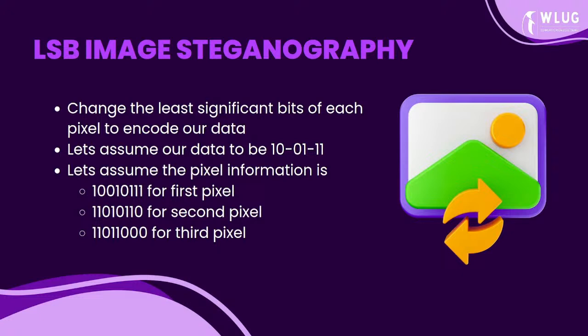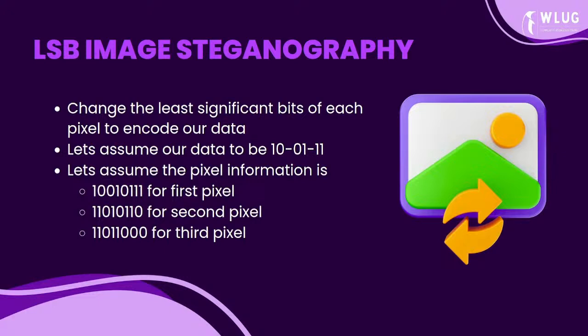So let us assume that all data of a computer is stored as binary, right? Zeros or ones. Let us assume our data to be 10, 01 and 11, like I have written here. And let us assume pixel information for the 3 pixels, these are samples, as the following. Now if you count, these are 8 bits in length. I told you to remember 8 bit depth, right? The reason for that is each pixel in the image uses 8 bits to store its color information.